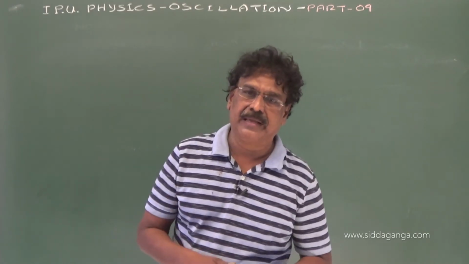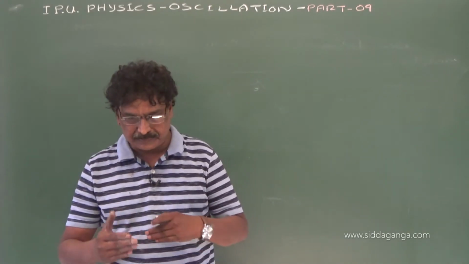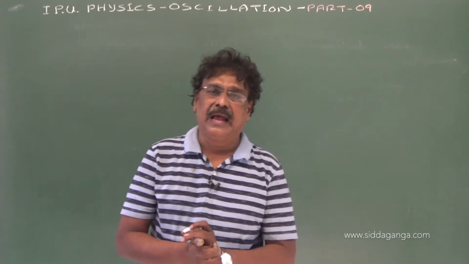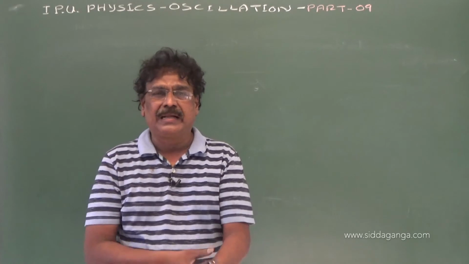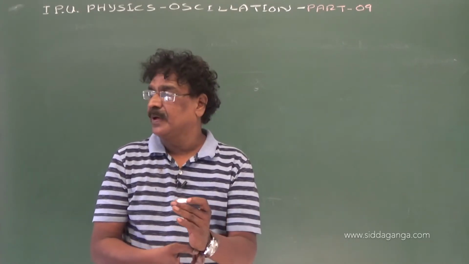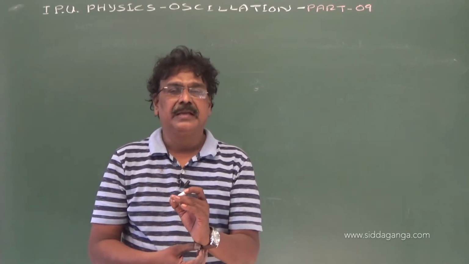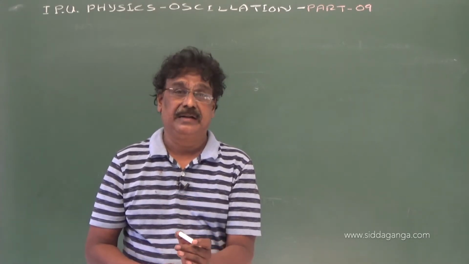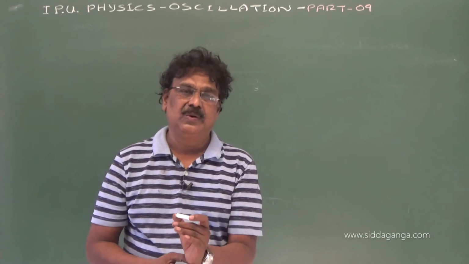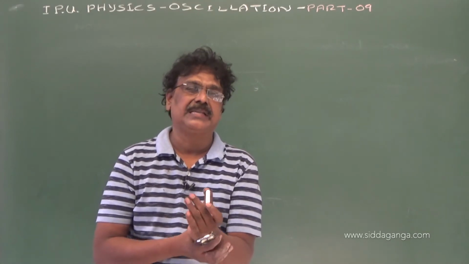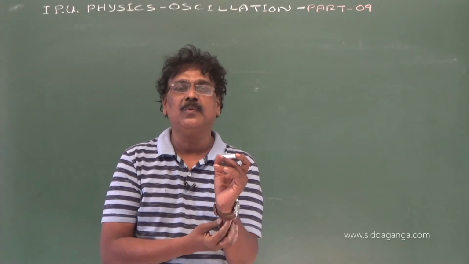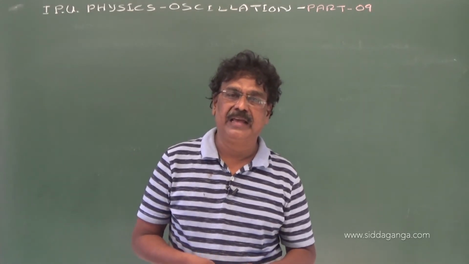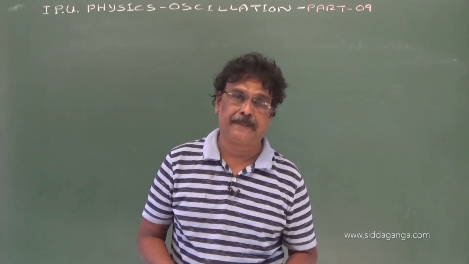Energy of a body is the capacity to do work, right? And work done on a body is equal to the product of force and displacement, right? So energy of a body is the capacity to do work. Work is said to be done when energy is spent, right?